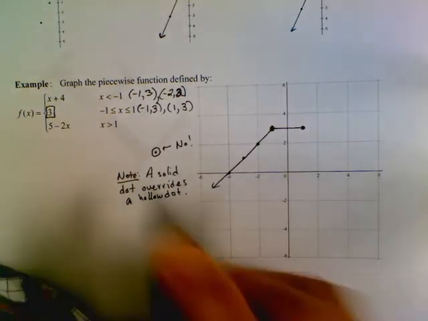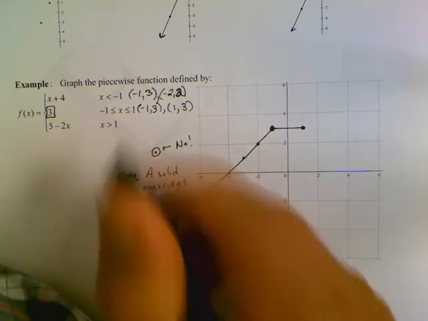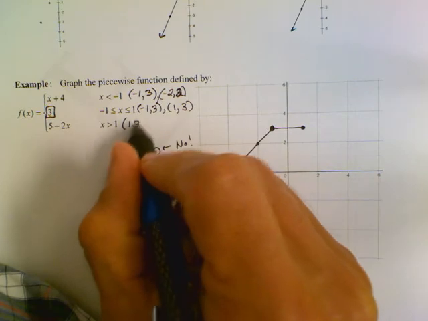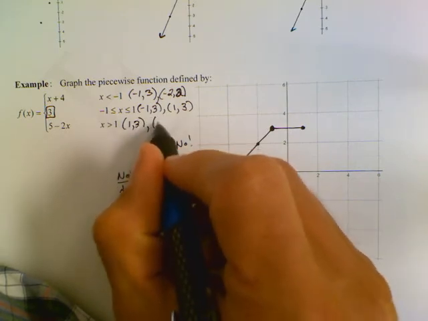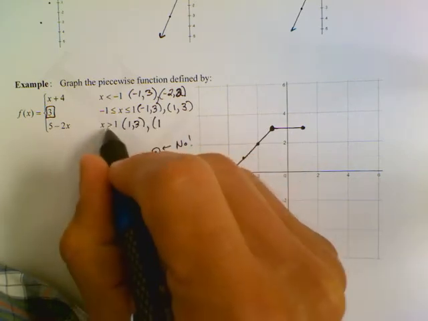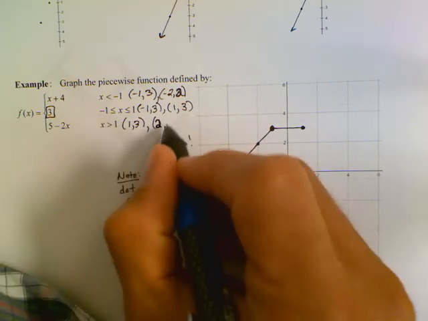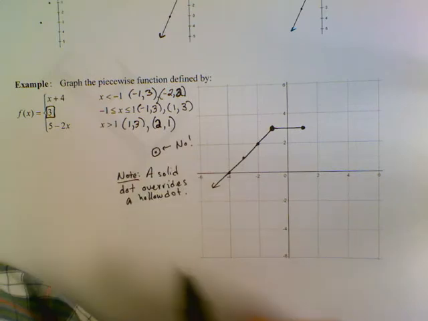Okay, so let's keep rolling. On the next piece, we'd substitute in 1.5 minus 2 is 3. And then we would substitute in a number greater than 1. So 2, 5 minus 4. So we're going to put these points in.